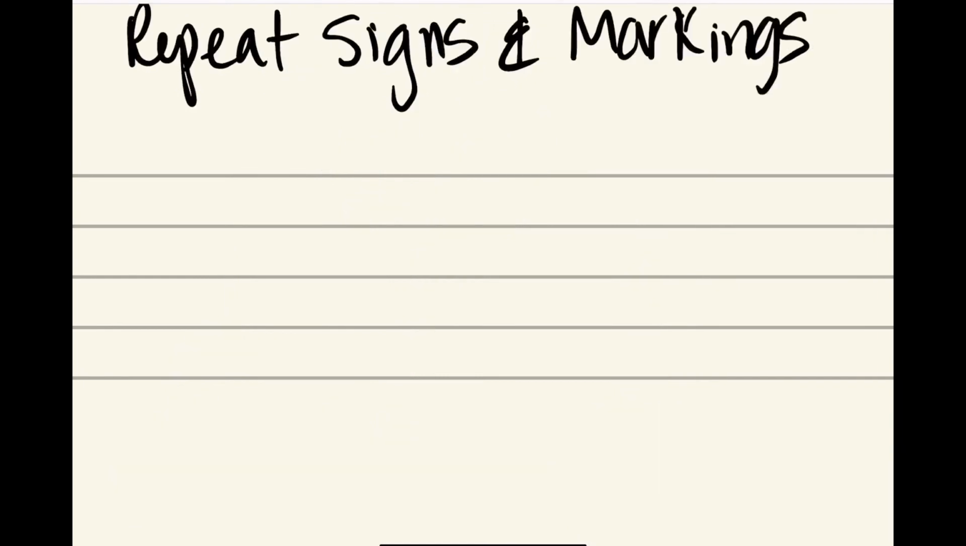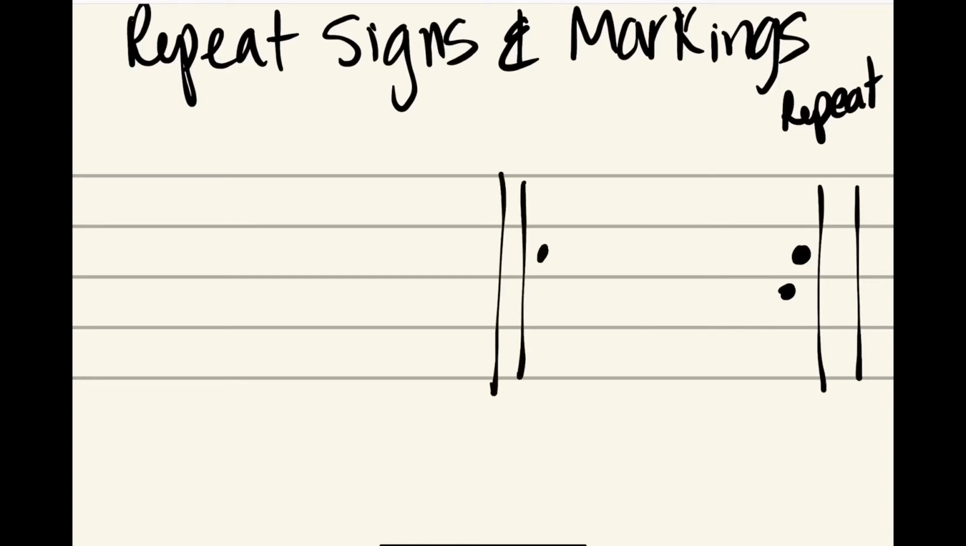For repeat signs and repeat markings, a double bar with two dots symbolizes to repeat a specific section. If there's no repeat prior to it, you just go repeat to the beginning. If not, you look for the repeat closest to it that's facing in the same direction. That's the section or repeat that you would repeat back to.